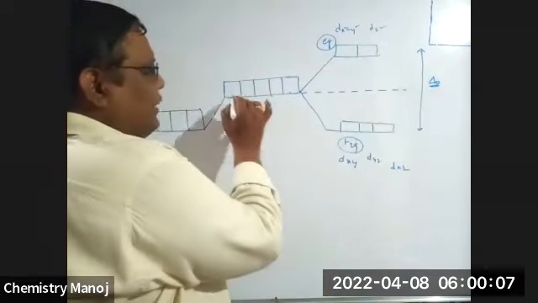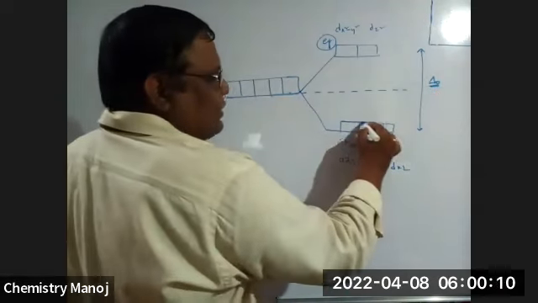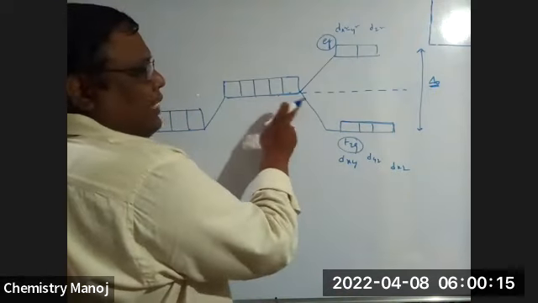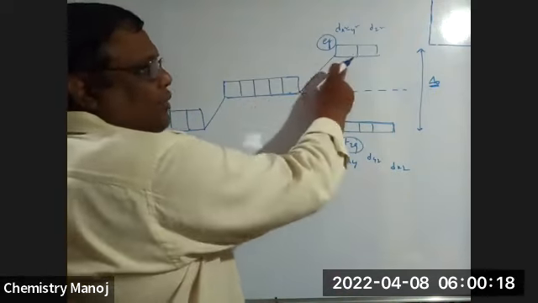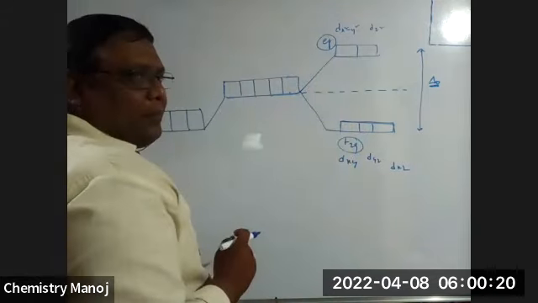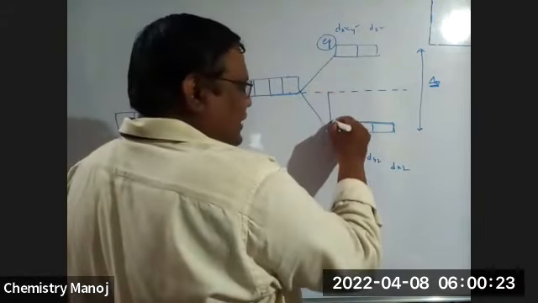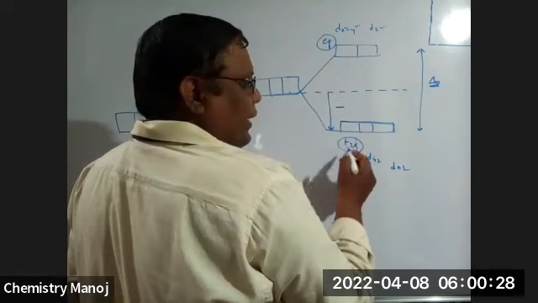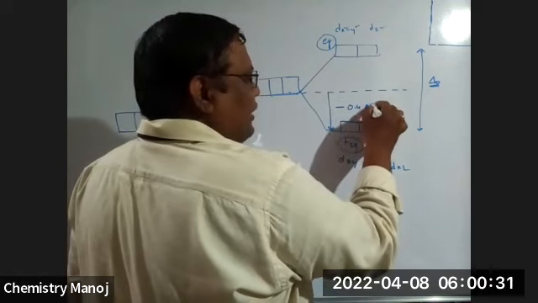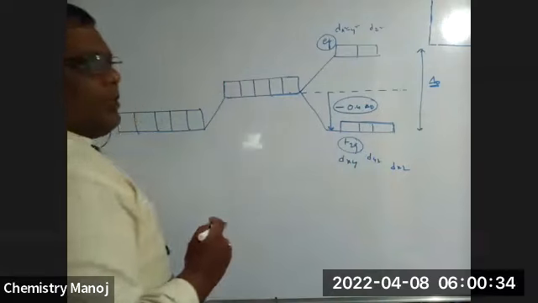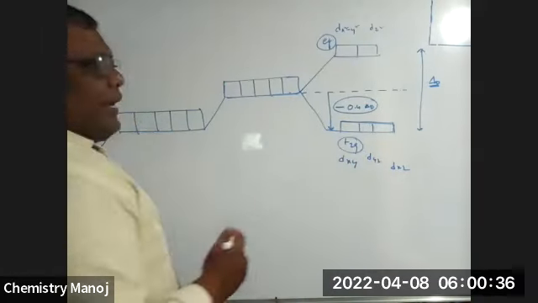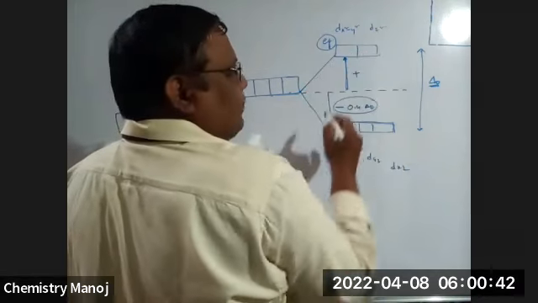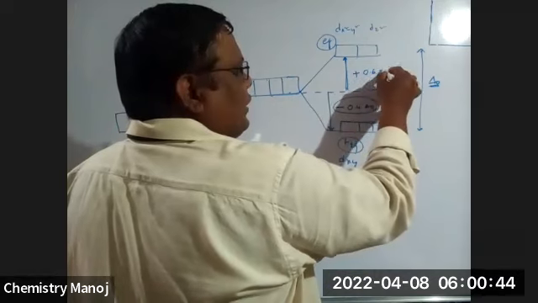Now, when compared to these orbitals, these 3 orbitals have less energy. Am I correct? These 3 orbitals have less energy than the 5 orbitals, and these 2 orbitals have more energy than the 5 orbitals. So here, because energy is decreased, the decrease is indicated with minus 0.4 delta naught. Next, here the energy is increased, so it is plus 0.6 delta naught, my dear.